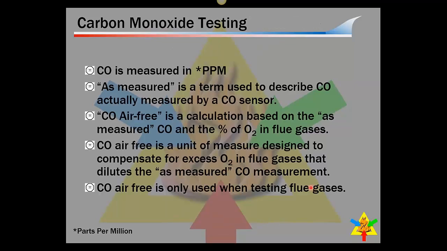All right. So just to recap, CO is measured in parts per million. As measured is a term used to describe CO actually measured by a CO sensor. Air-free is a calculation based on the as measured CO and the percentage of O2 in the flue gases. If anyone wants to geek out on the table to use the math, let me know. I'll send you the table. You can figure this out with mathematical formulas. CO air-free is a unit of measure designed to compensate for excess O2 in the flue gases that dilutes the as-measured CO measurement. CO air-free is only used when testing flue gases. When we test ambient CO, it's always as measured.